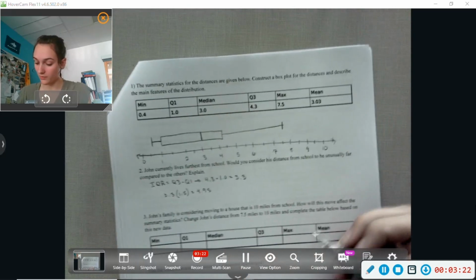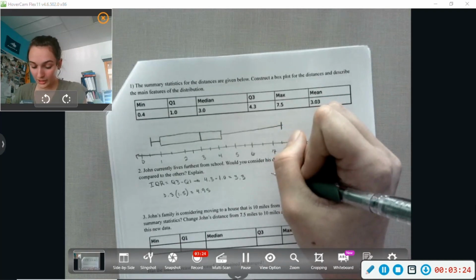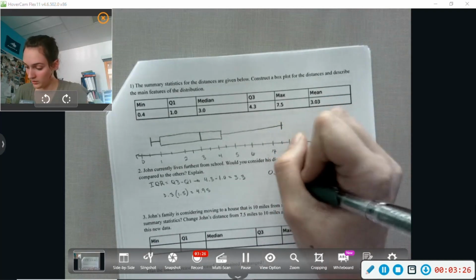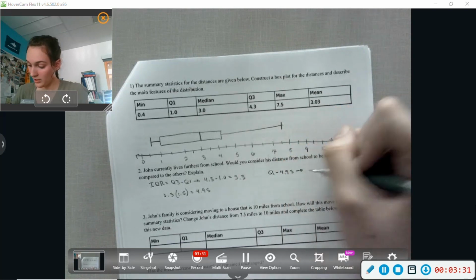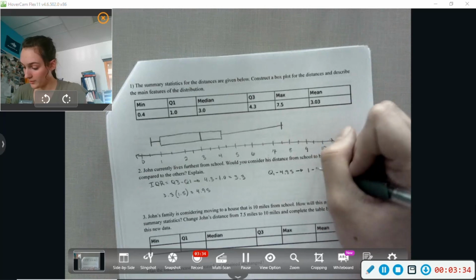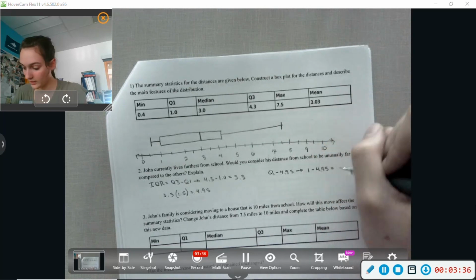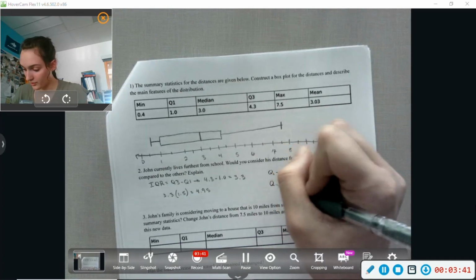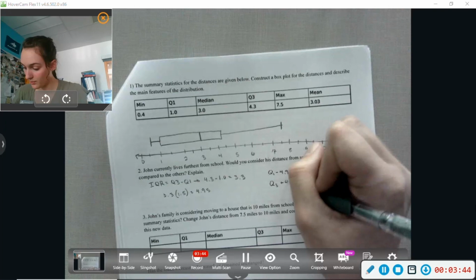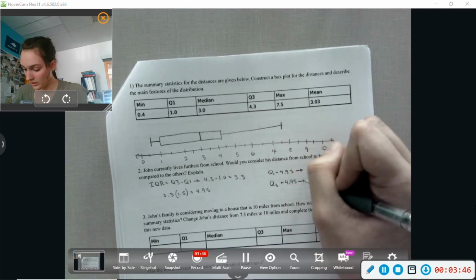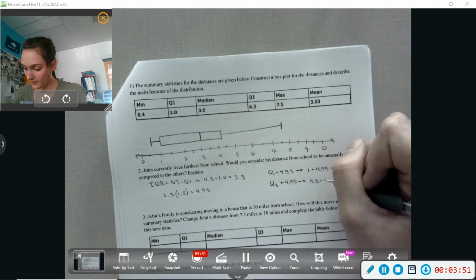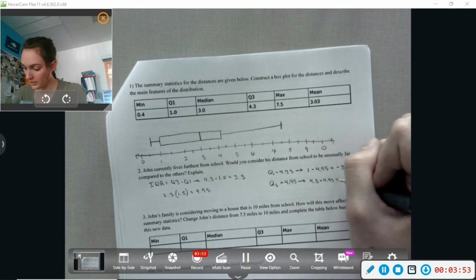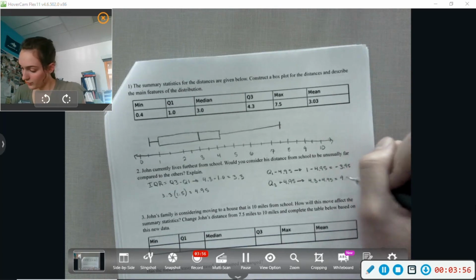Okay, so I'm going to do that over here. So my Q1 is going to be minus 4.95, okay. That's going to be 1 minus 4.95, which gives us negative 3.95, okay. And then we're also going to do Q3 plus 4.95, and that's going to be 4.3 plus 4.95, which gives us 9.25.